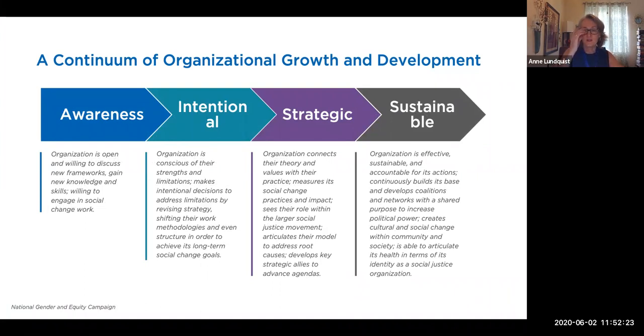And again, we don't have time to delve into this, but this is just one model from the National Gender and Equity Campaign. But we know that institutions are in various places, from their own awareness about how open and willing they are to discuss new frameworks or gain new knowledge or really confront those paradigms, whether they're being intentional or strategic about that, or whether they've worked towards embedding that throughout and across. So wherever your work is, helping to understand that context, and then also what your role can be in working on that.